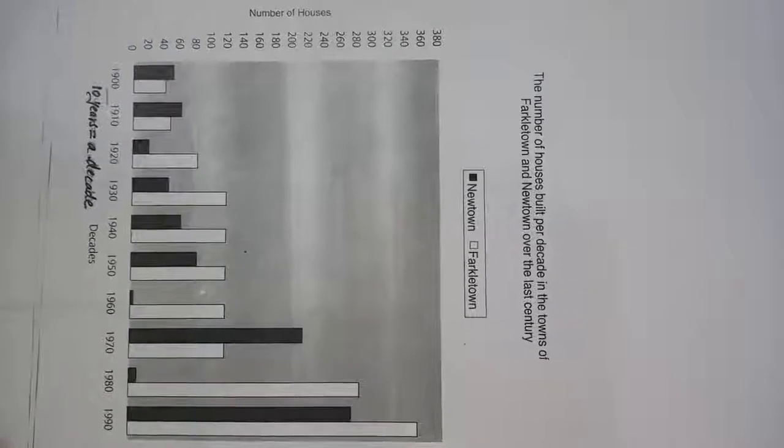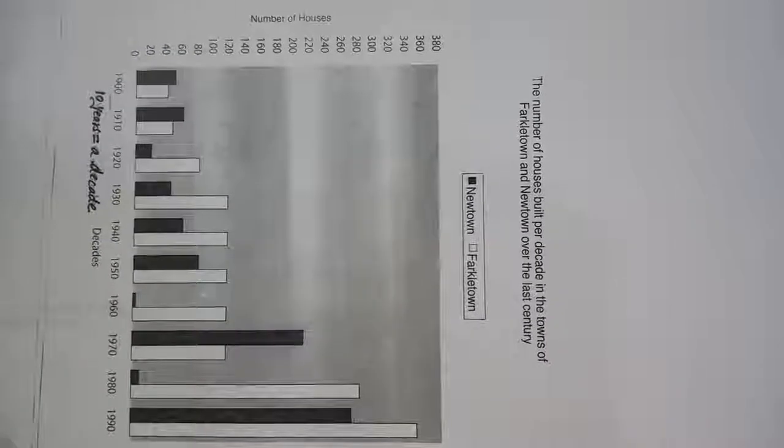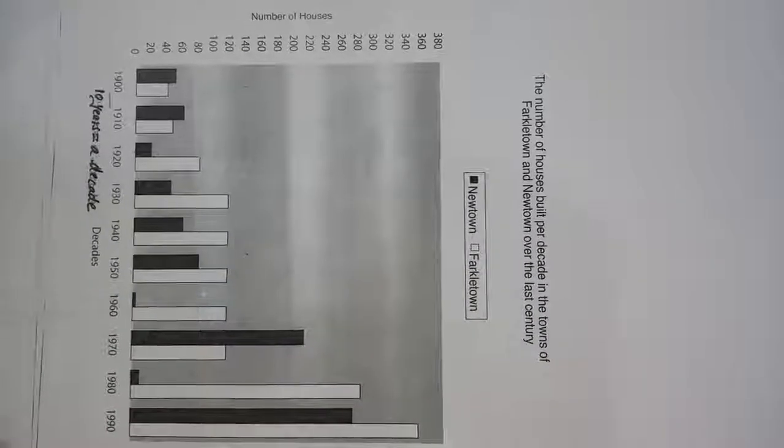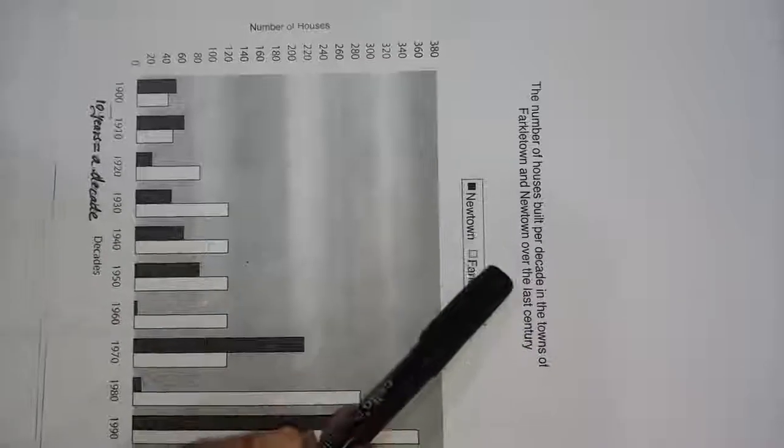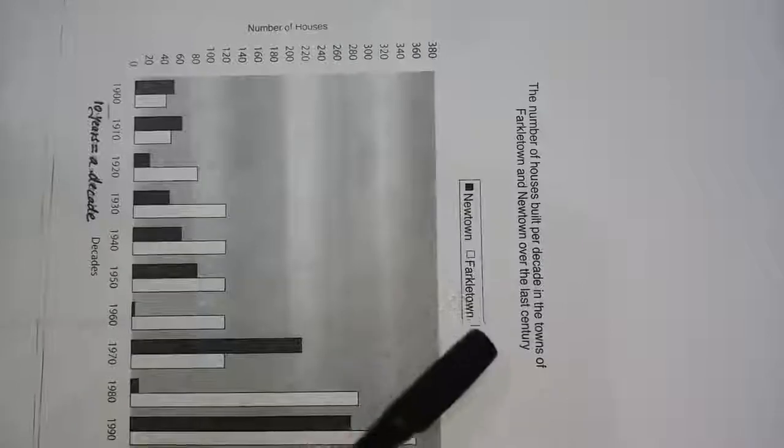So today we are going to do some tips related to Task 1. In this case I have selected a bar graph, and it's a comparative bar graph. Basically it is based on the number of houses built per decade in two towns over the last century, which means from 1900 to 1990.